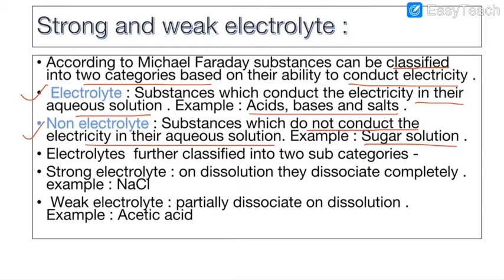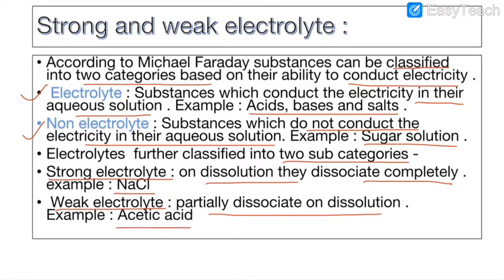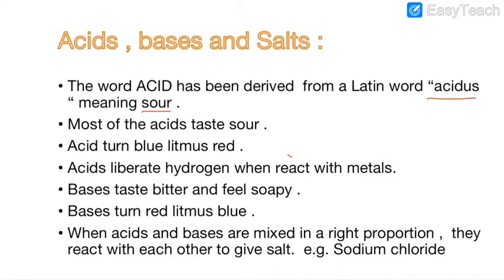Electrolytes may be further classified into two subcategories, that is strong electrolyte and weak electrolyte. Strong electrolyte on dissolution dissociates completely, like NaCl. Weak electrolyte dissociates partially on dissolution, for example, acetic acid. Acids, bases and salts are considered as electrolytes. Now we will discuss some common properties of acids, bases and salts.